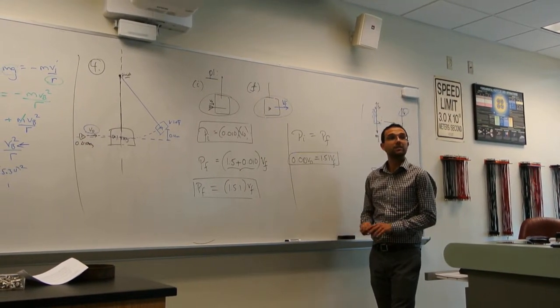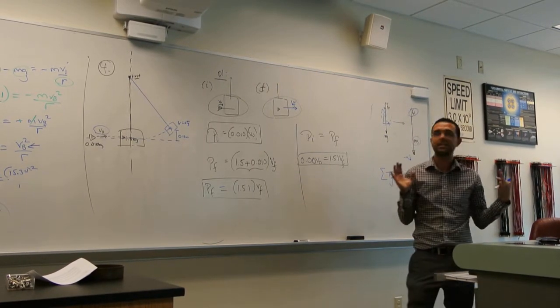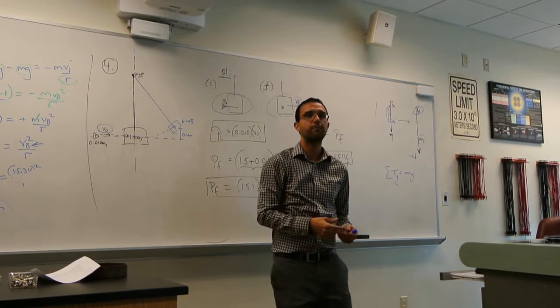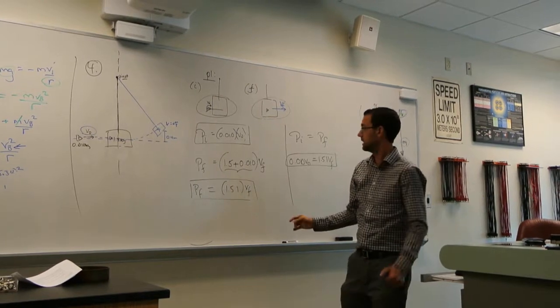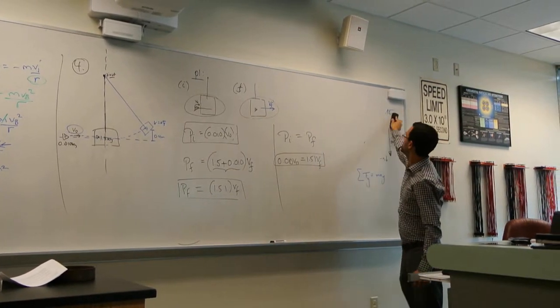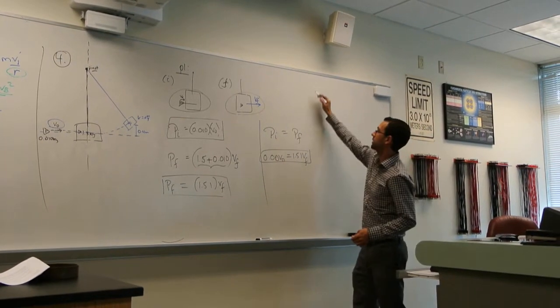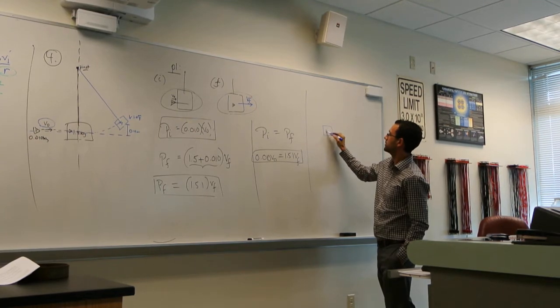Now, I've exhausted everything that I could do in process number 1, because even if I tried to do energy initial equals energy final, that would be the wrong way of approaching it. Why? Because energy is not conserved during the collision. Okay. So now I have to go to process number 2. So take a look at process number 2. So process number 2 is the swinging part.